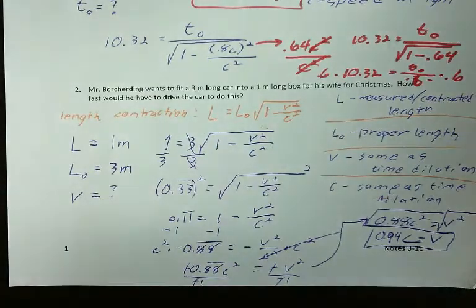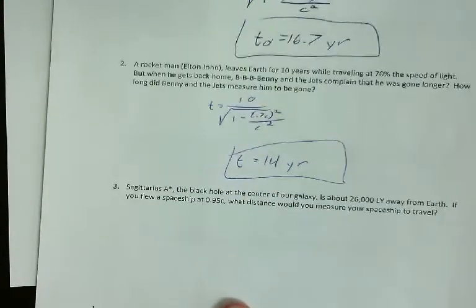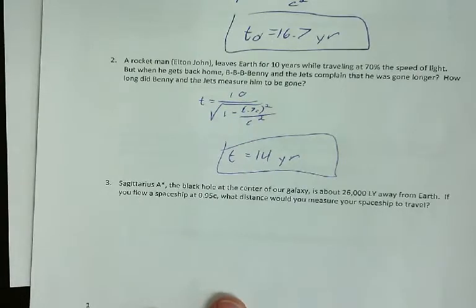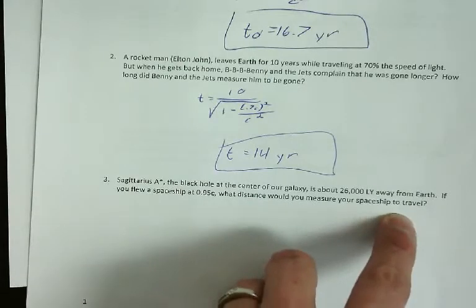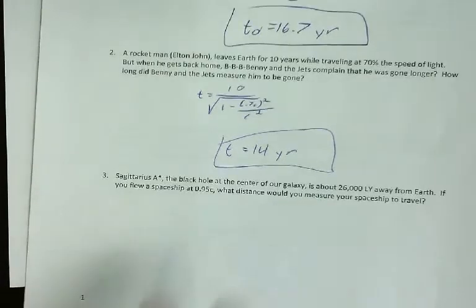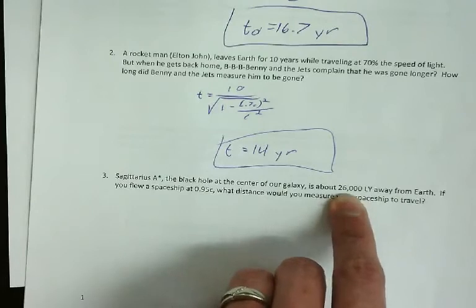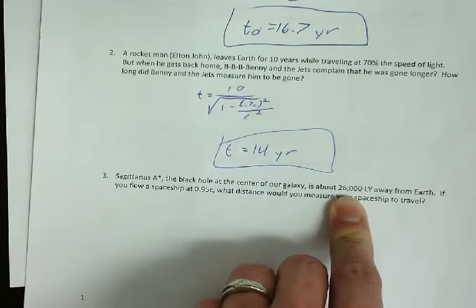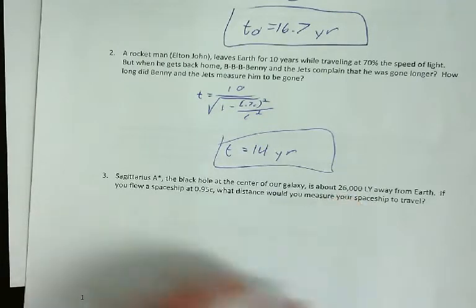All right. What I want you guys to do is 3 and 4. Number 3: Sagittarius A, the black hole at the center of our galaxy, is about 26,000 light years away from Earth. If you flew a spaceship at 0.95c, what distance would you measure that your spaceship is traveling? So if you're traveling at really high speeds, you are not going to measure the distance between objects to be the same. Length contraction will happen. So you have to decide who is measuring this. Is this the proper length, or is this the measured, contracted length?